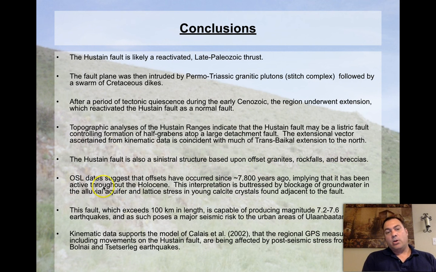So it's got extension and it's got left lateral offsets on it, from the granites, the rockfalls, and the breccias. The OSL date suggests the offsets have occurred since 7,800 years ago. So it's been active throughout the Holocene, and we see that it's blocking groundwater in the alluvial aquifer. It's also stressing young calcite crystals in that para-breccia that I mentioned earlier. We actually see 2V's of up to 8 degrees, whereas most calcite crystals are uniaxial when you look at them under thin sections. These are biaxial because they're so stressed from the fault stress building on it.